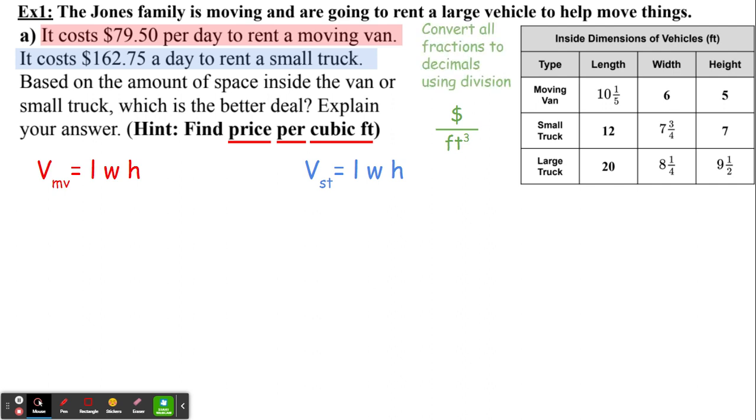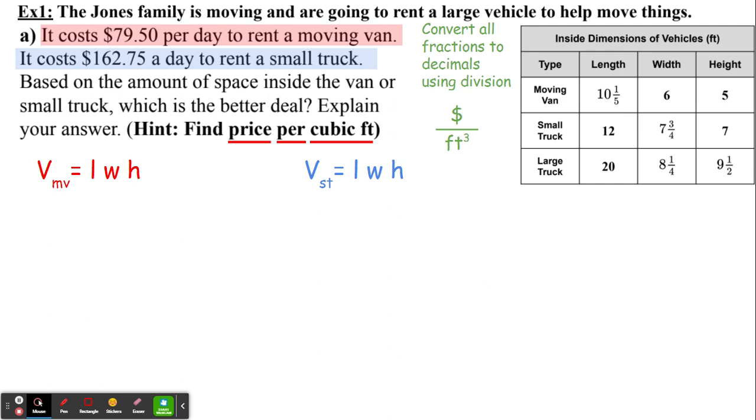But when we want to plug our numbers in, you'll notice that some of them, when we do length times width times height, because that's how you find volume, involve fractions. So let's convert all the fractions to decimals using division. Meaning I know that 10 and 1/5 is 10 point something. 10 point what? I hope you didn't say 10.5, because 10 and a half is 10.5.